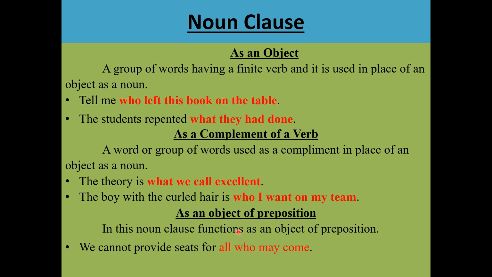As an object of preposition, this noun clause functions as an object. You know, always remember that after preposition we have a noun phrase. If we can have a noun phrase, this means we can even have a noun clause, और यहाँ पे कोई clause नहीं आ सकता. We cannot provide seats for — आ गया बच्चों, this is preposition — all who may come. All who may come, this is a noun clause.